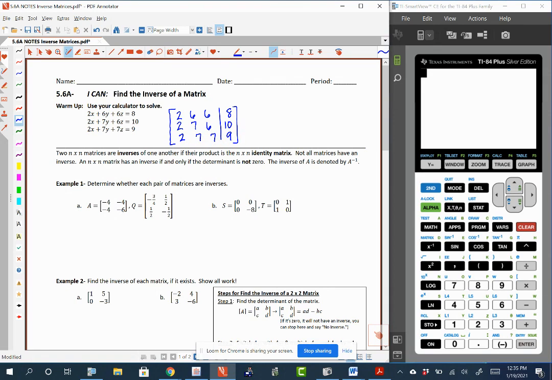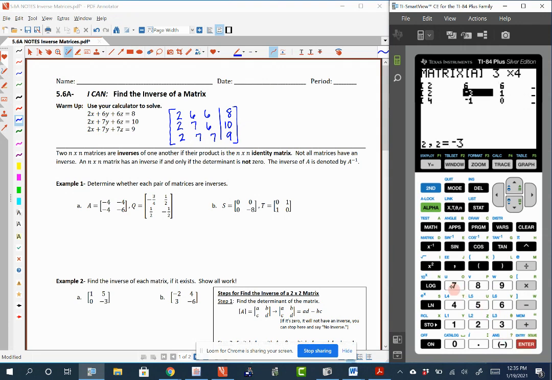And now we're going to put this into our calculator. So going to second matrix, we're going to arrow over to edit. We still have 3 rows, but we only have 4 columns. So for me, I need to change my dimensions to say 3 by 4. And then I can type in all of my coefficients and my constants.